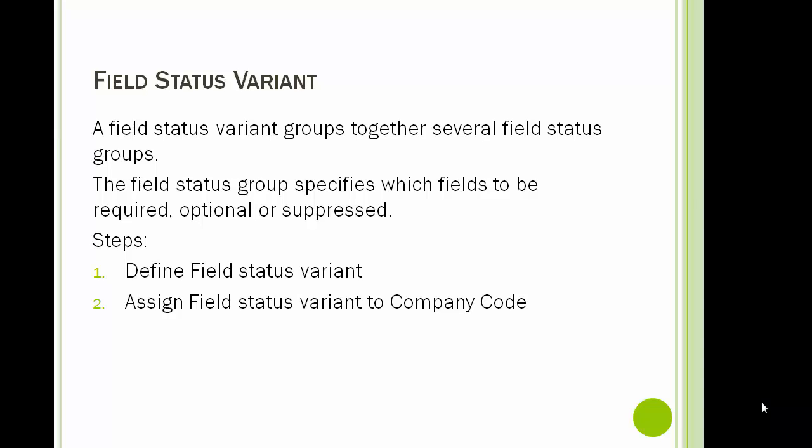We'll be seeing that once we do the transactions in SAP, which will give you better clarification about how these fields work and how we can make them required, optional, or suppressed. So we'll be looking at how we can define the fiscal year variant, and then how we can assign the fiscal year variant to the company code.